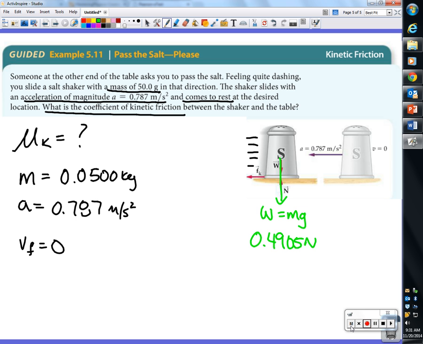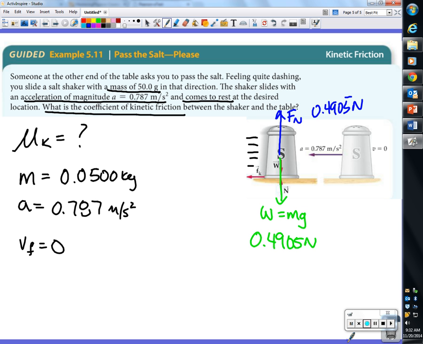Well, let's go normal force first, okay? So, normal force in this case is going to point this way. We've talked on several occasions that just because a force goes upwards doesn't necessarily make it a normal force. Is this a normal force? There's a surface underneath it. What do we know about that normal force? In this case, this normal force has to be equal to 0.4905.